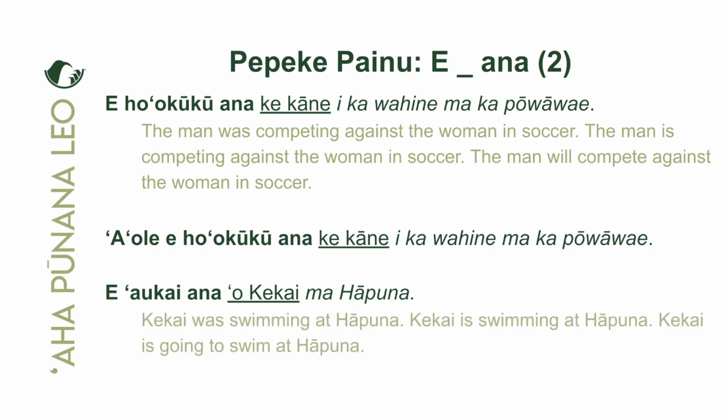And we should come up with the following translations. Kekai was swimming at Hapuna. Kekai is swimming at Hapuna. Or Kekai is going to swim at Hapuna. And to negate that, we just add the word ʻaʻole. ʻAʻole e aukai ana ʻo Kekai ma Hapuna.